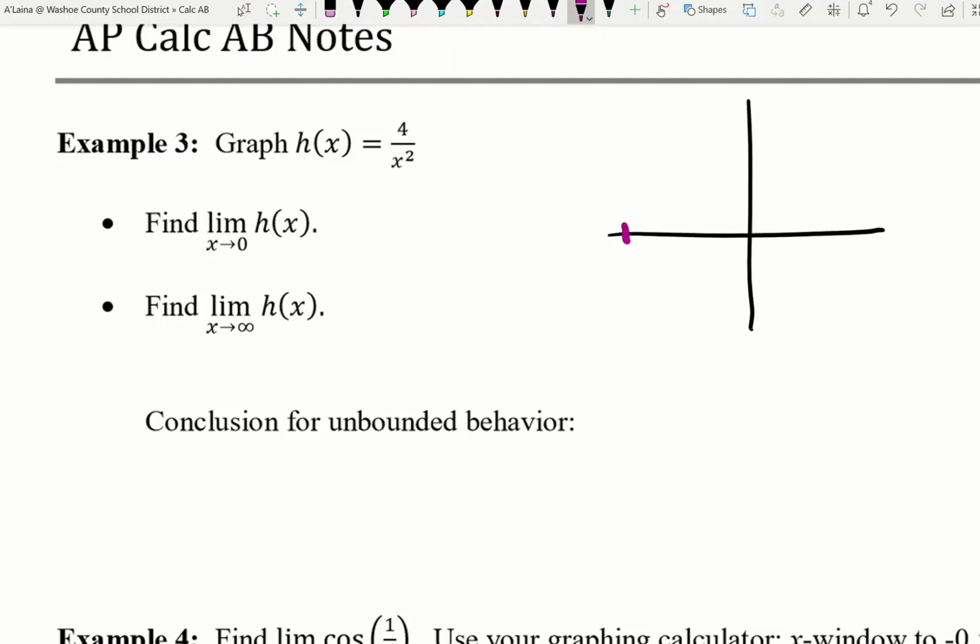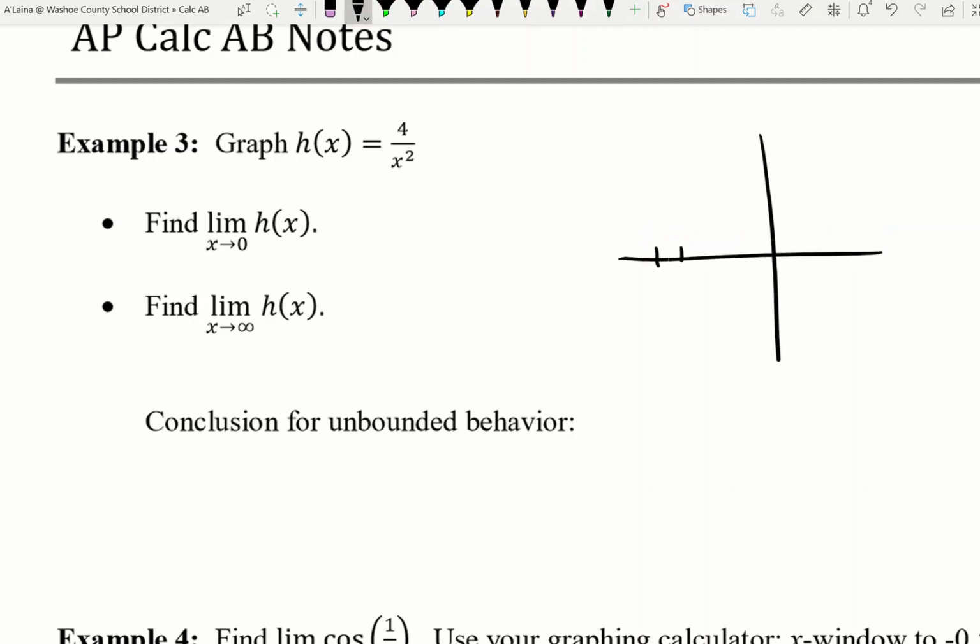This function has a horizontal asymptote at y equals 0, since we have a larger degree on the denominator. It also has a vertical asymptote at x equals 0, since there is a domain restriction at 0 from the denominator of this rational function. You may or may not remember some of those details on graphing rational functions. We are going to be reviewing them later.